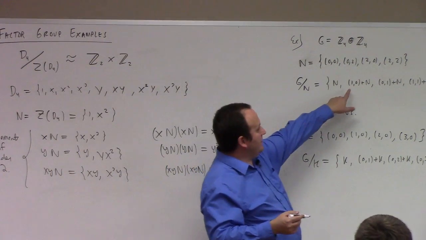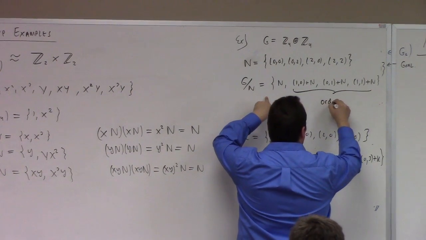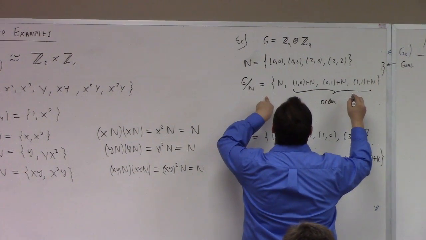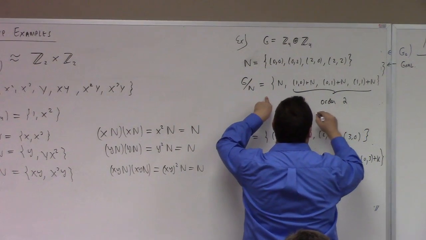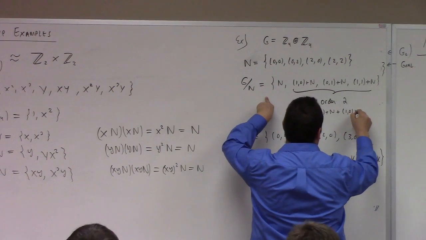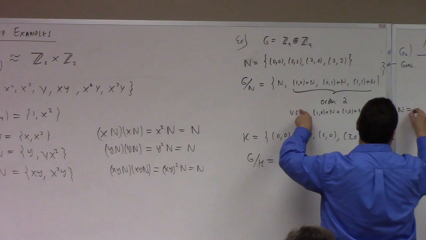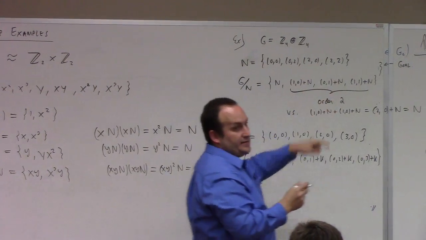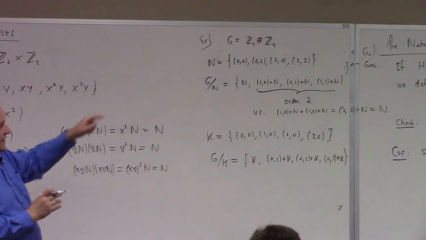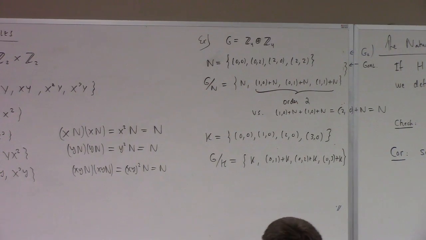So this guy, right? Check it out. The order of all 3 of these is what? Order 2. Why? Because if you take (1,0) plus N plus (1,0) plus N, what do you get? You get (2,0) plus N, which is equal to N again, because that's in N. So those have order 2. Every one of those has order 2, because if you add it to itself, you get something in N. So those all have order 2. 3 elements of order 2, Klein 4 group.